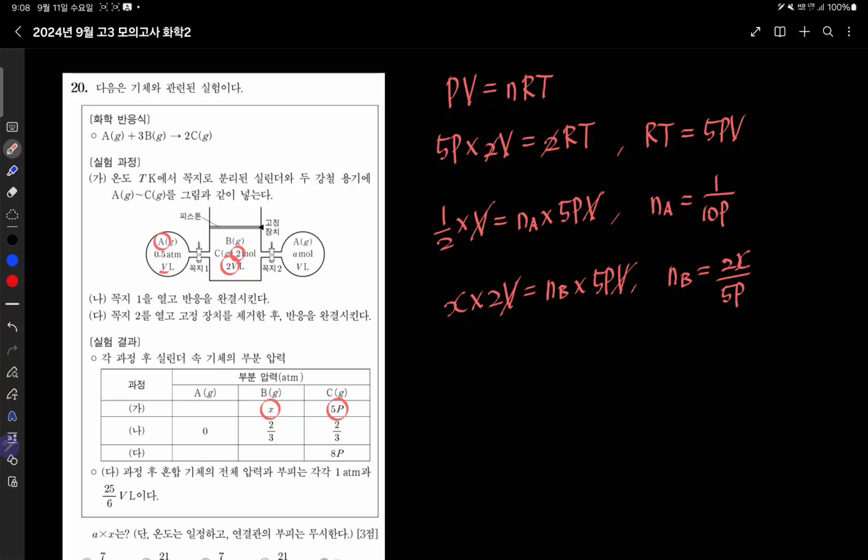And let's think of the total amount of gas after the first reaction. The total pressure is 4/3 and the total volume is 3V. So that means the total amount of gas after the first reaction is 4/5P.